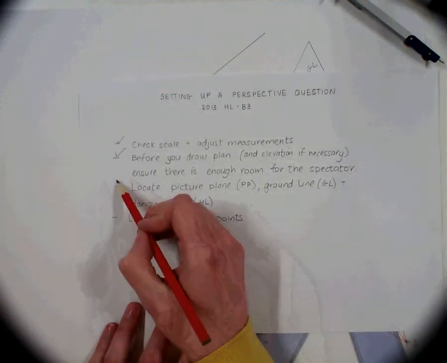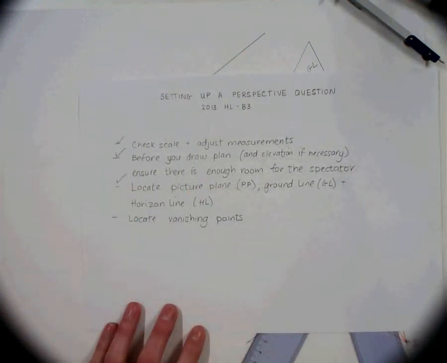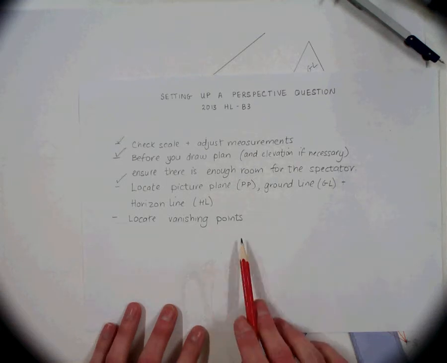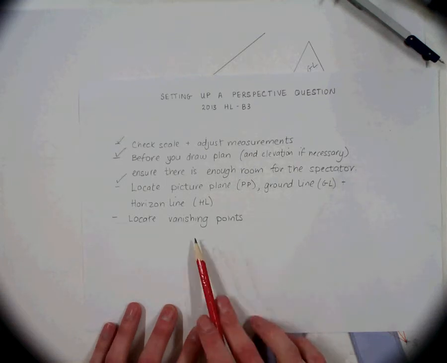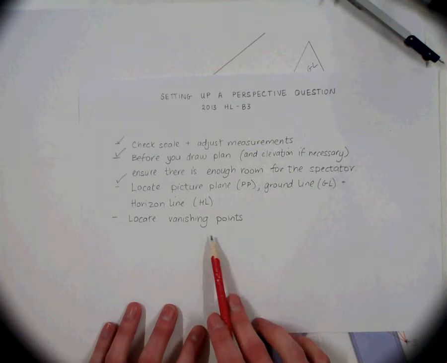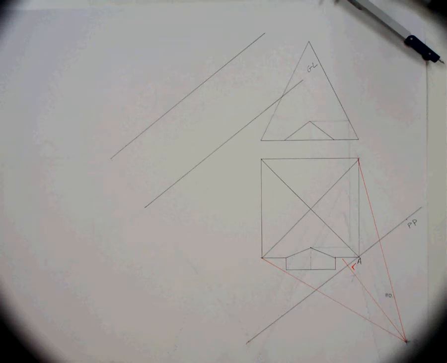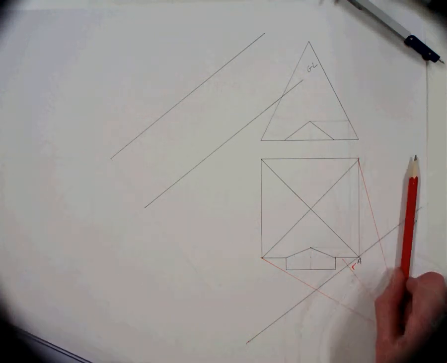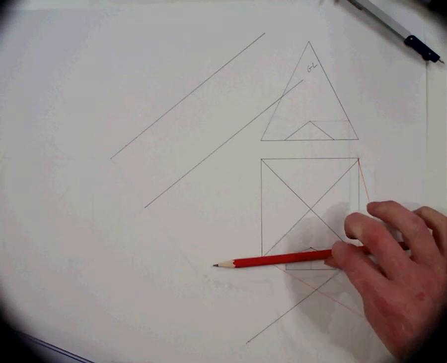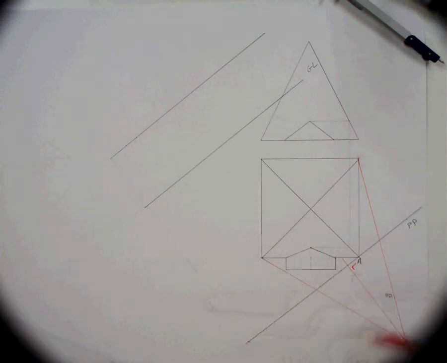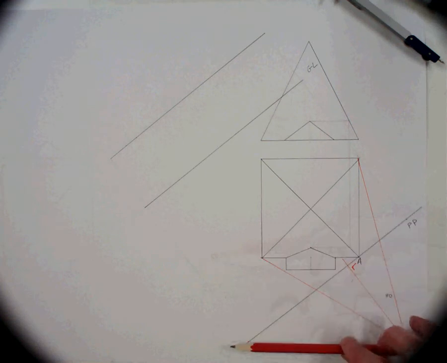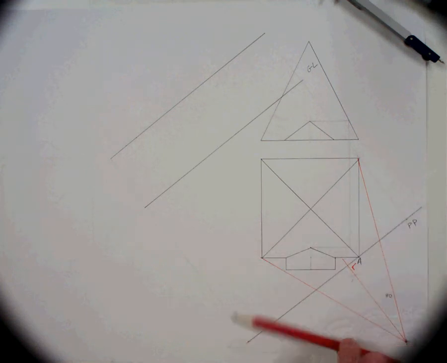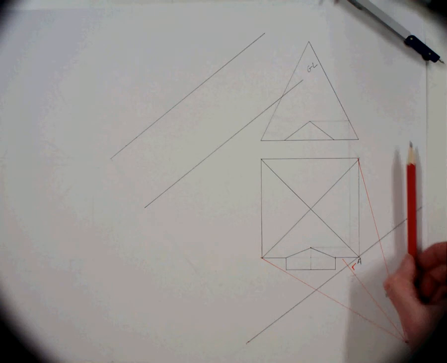The very last step that you need to do is locate your vanishing points. In an ordinary level question you'll only have 2 vanishing points. Usually in a higher level question you'll have your 2 vanishing points and an auxiliary vanishing point, so you might have 3 vanishing points. Your vanishing points are going to be parallel to the outside edge from your spectator. Because this is a horizontal line, it's going to be a horizontal line from your spectator. Because this is a vertical line, it's going to be vertical from your spectator.